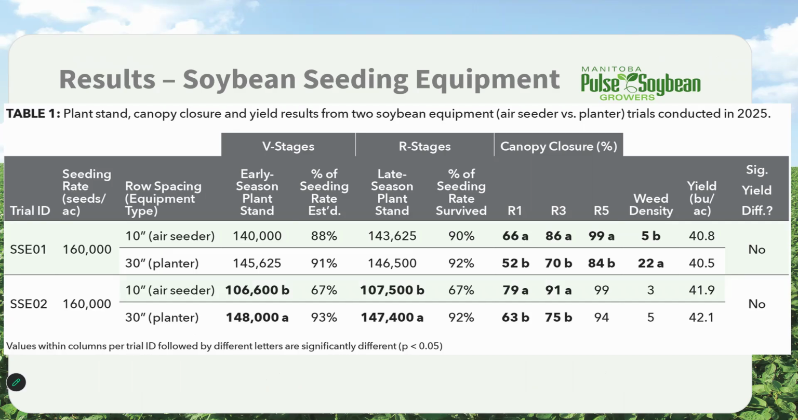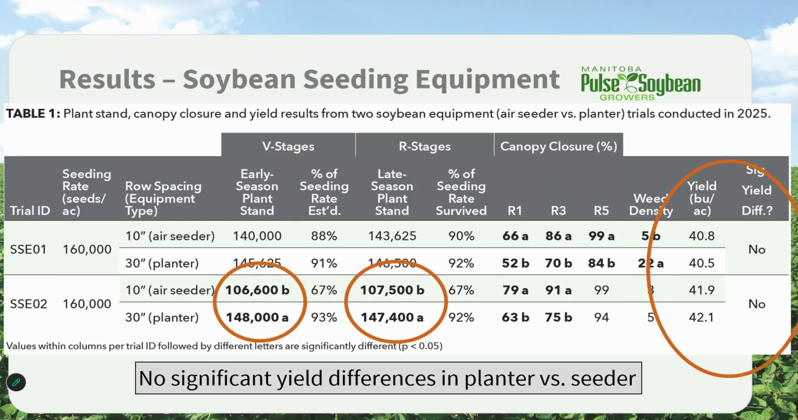Here the table shows us the big difference in establishment at the O2 trial due to the soil crusting, circled here, where the narrow rows had far fewer plants emerge compared to the wide. And more importantly, we saw no difference in yield between the wide rows with a planter and the solid seeded with the air drill.